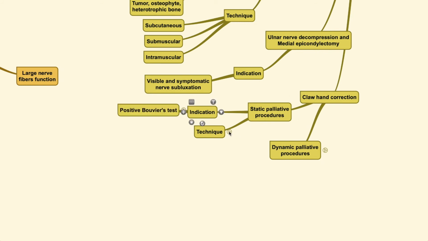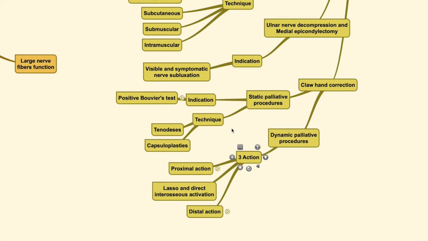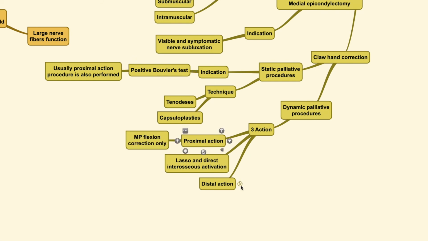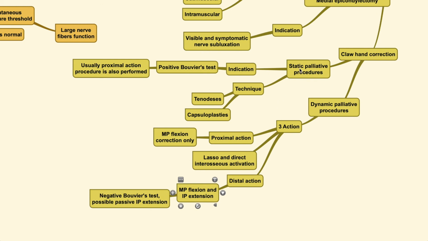Next would be the claw hand operation or correction. You need to know that you do these types of operation as a salvage type of operation. So the condition has become so severe that claw hand has indeed formed, and this clawing can be corrected using static procedures and also dynamic procedures. Well, what we call a static procedure is only indicated when you have a positive Bouvier test, and usually you also sometimes perform a more proximal action procedure.